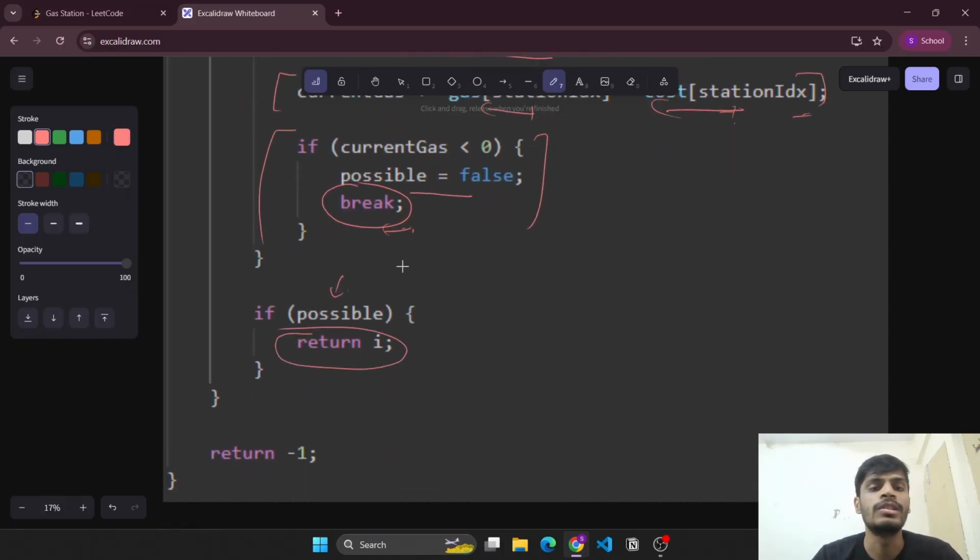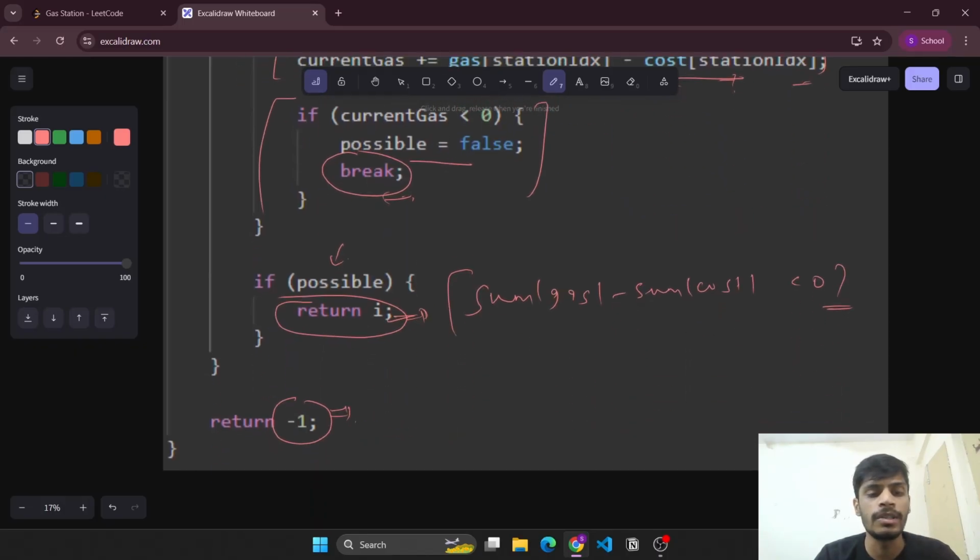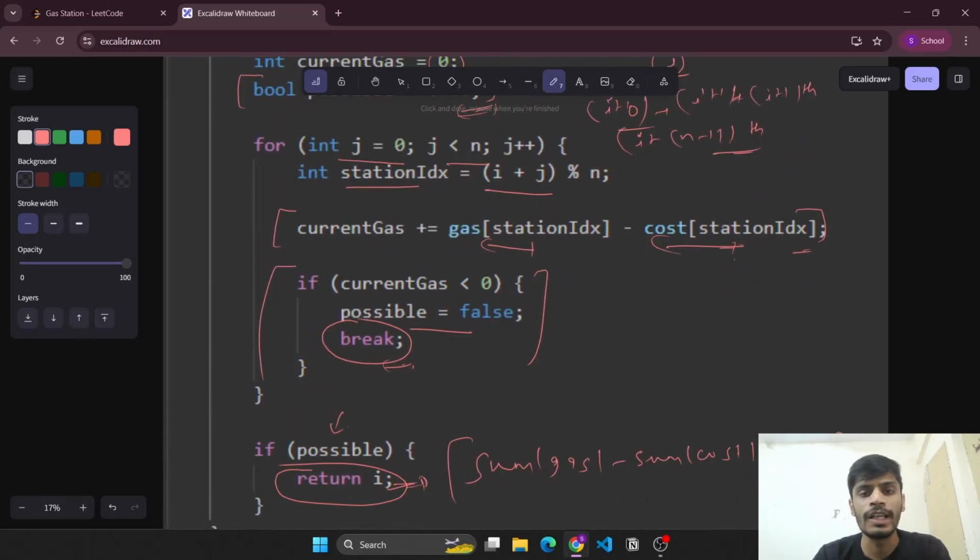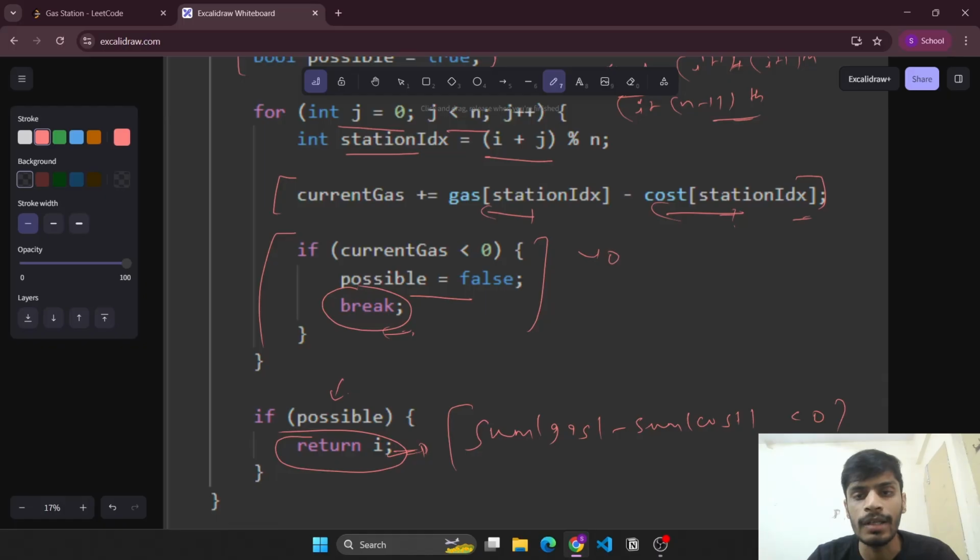And if we didn't return i at any step, then in the end we simply return -1. That means the sum of gas minus the sum of cost required was negative. So in this case we simply return -1. This was the brute force approach to solve this problem in the order of n square complexity. And since it can go up to 1e10, it will obviously give us TLE.